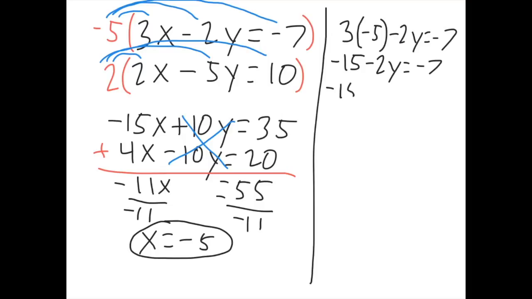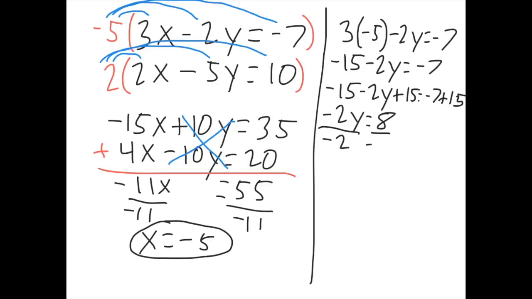So negative 15 minus 2y plus 15 equals negative 7 plus 15. So negative 2y equals 8. Divide both sides by negative 2. And that gives you y equals negative 4. So we have our answers. X equals negative 5, y equals negative 4, which as a point would be the point negative 5, negative 4.